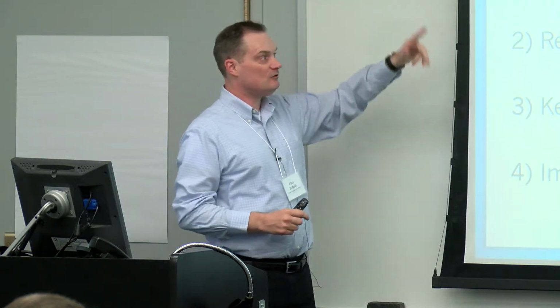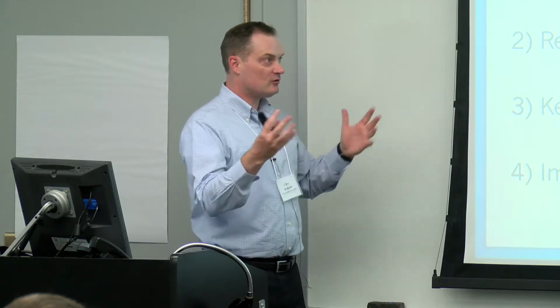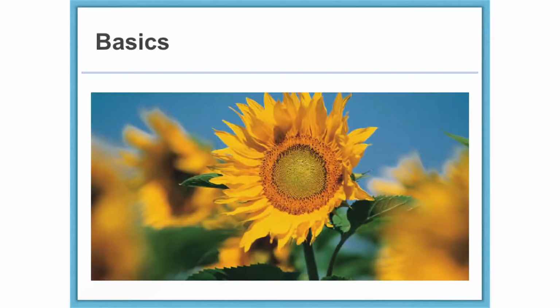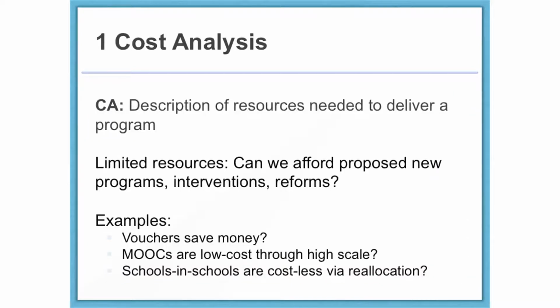Okay, so I'm going to go through each of these things, and it's going to serve as an overview to the entire topic. So the basics, just the fundamental basics of the idea. The basics of cost analysis is we're just going to figure out if we can afford this thing, whatever it is. So we're going to describe all the resources we need to deliver a program, and we're going to assume that there are going to be a lot of situations where we simply can't afford to deliver this program, either at scale or with fidelity to some sort of program design.